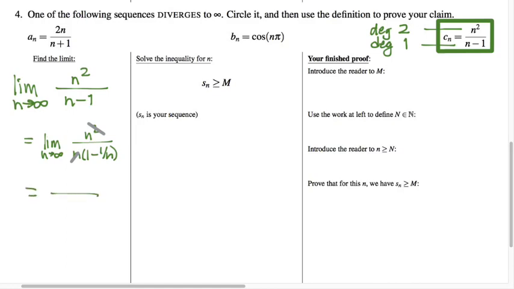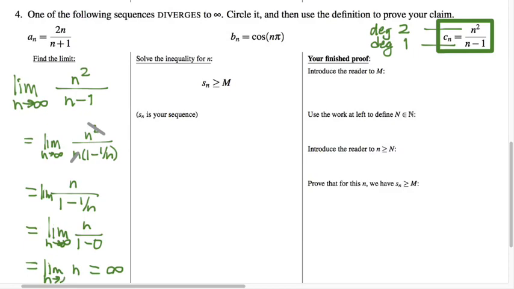Would have gotten, again, the limit of n over 1 minus 1 over n. And as n tends to infinity, this is the same thing as the limit of n over 1 minus 0. That's the limit of n as n tends to infinity. So that's, as we would write it in calculus, infinity, right? So this is an example of a sequence which tends to infinity. And so the trick there is to apply that definition from our course to figure out why this diverges to infinity.